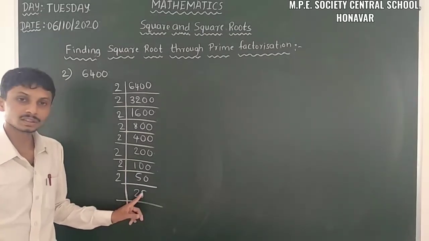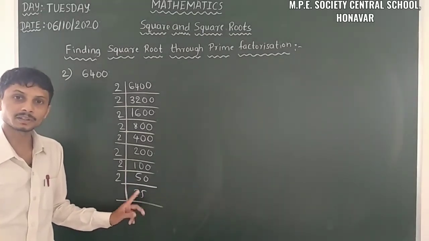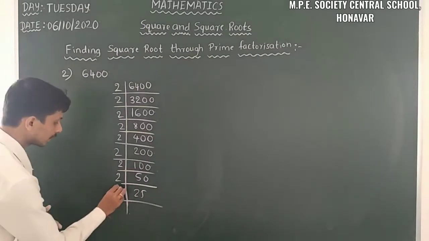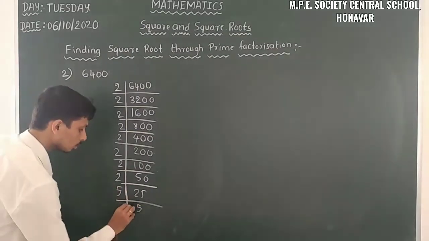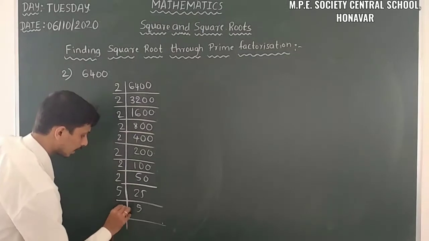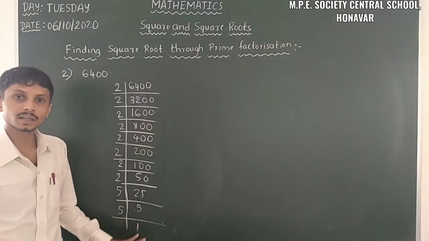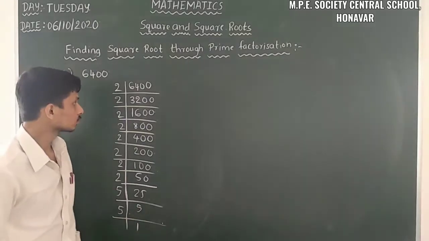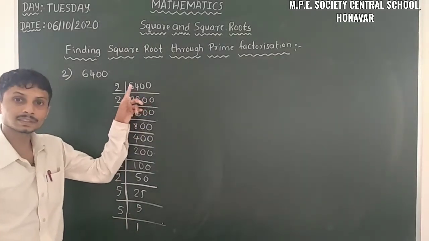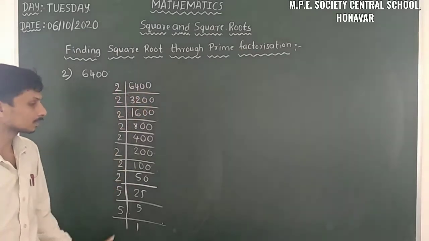But just observe here. It ends with 5. That means it can be divisible by 5. That means 5 into 5. So finally we have 5 into 1. We have 1 here. So that's why the factorization ends. After that we have to express this 6400 as a product of these primes.